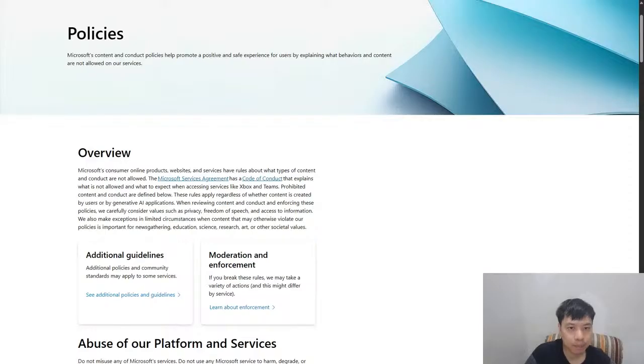These rules apply regardless of whether the content is created by users or by generative AI. When reviewing content and conduct and enforcing these policies, we carefully consider values such as privacy, freedom of speech, access to information. We also make exceptions in limited circumstances when content that may otherwise violate our policies is important for news gathering, education, science, research, art, or other societal values.